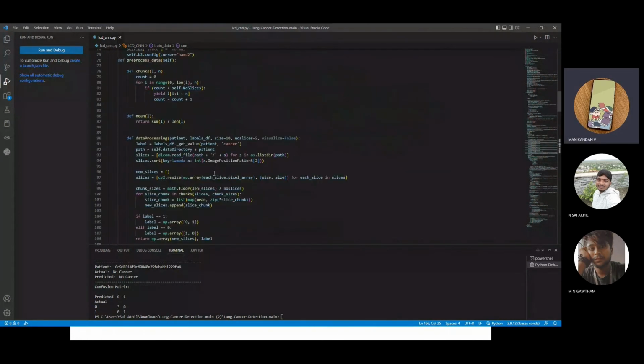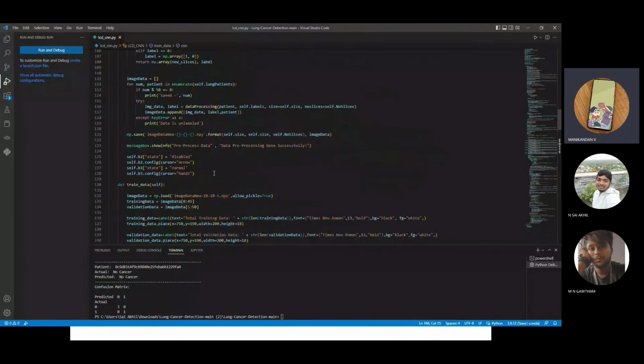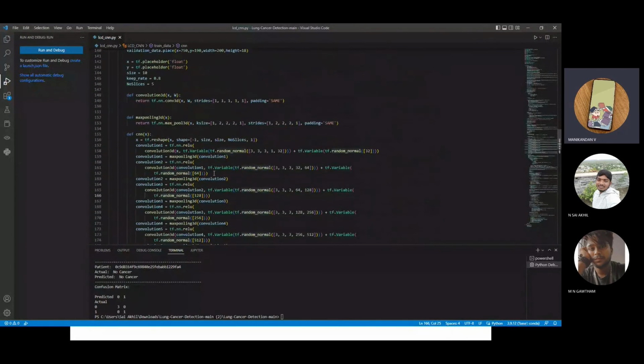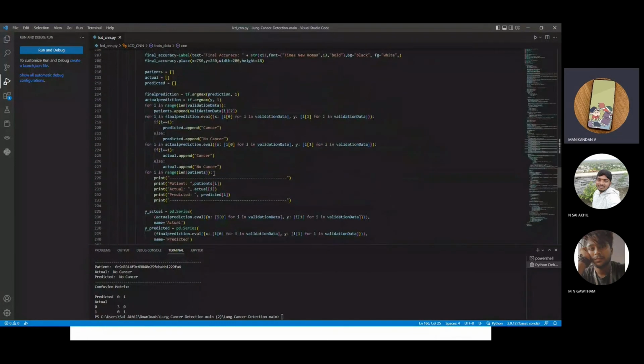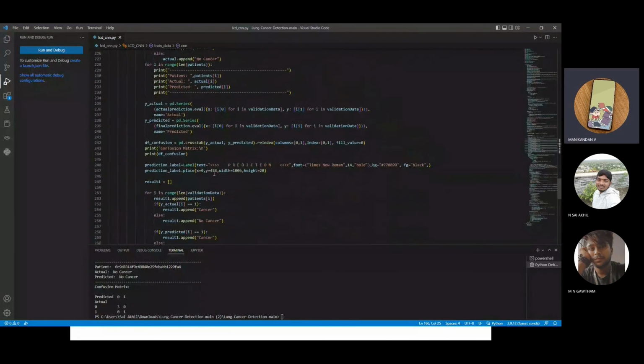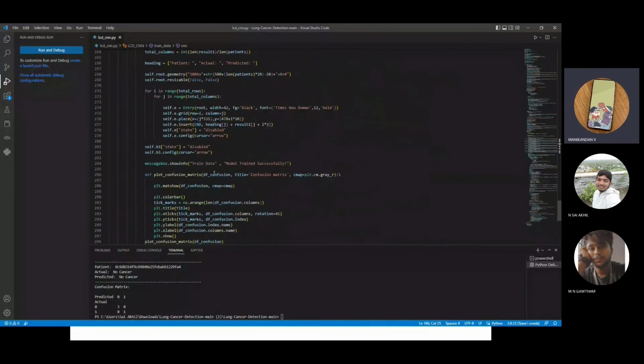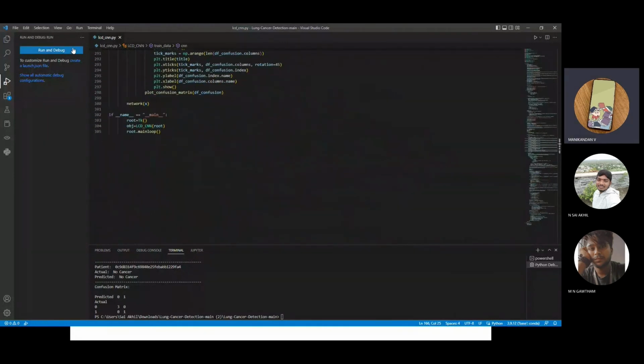After importing the data, we are going to apply pre-processing by slicing. And after that, we are going to train the data, validate the data, and apply the convolutional neural network. And we are going to get the output along with the confusion matrix. And this is the output of it. And let me run the program.